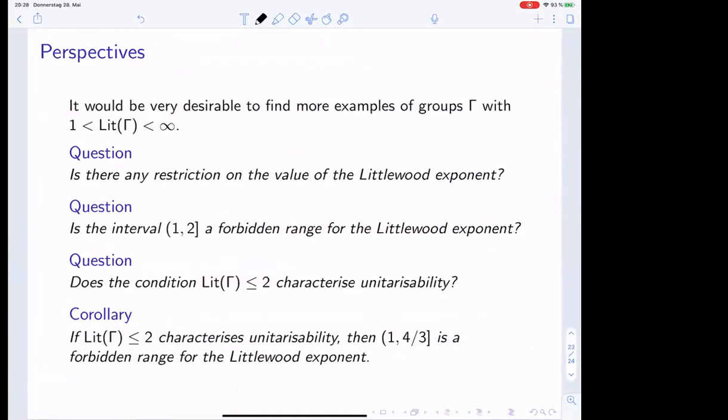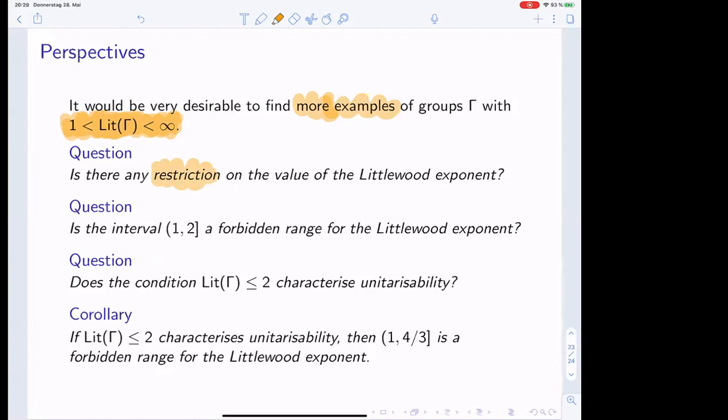So what are the open problems or the perspectives that I would like to mention? Well, first of all, it would be nice to have more examples of groups and to try to get this Littlewood exponent down more and more, so that in the end maybe you have some chance to get it smaller than 2. For the moment, it's not clear whether there are any restrictions on the values of the Littlewood exponent.